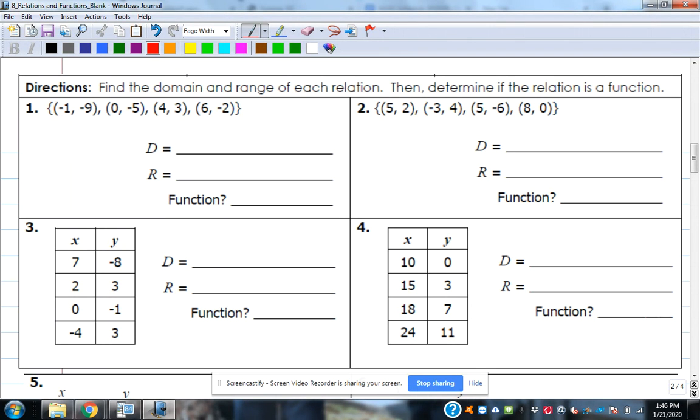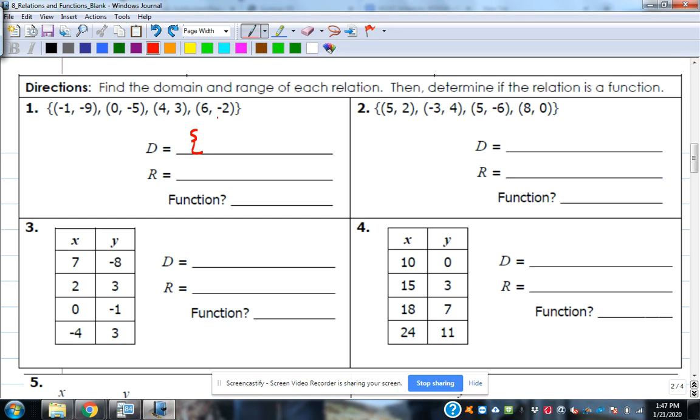So let's look at this one, and let's list the domain for that set of ordered pairs on number 1 there. You've got -1, -9, 0, -5, 4, 3, and 6, -2. When we list the domain, we use set notation, so we use a little curly brace. I'm trying to draw the same symbol they've got there. Then I'm just listing the x values. If one repeats, only list it once.